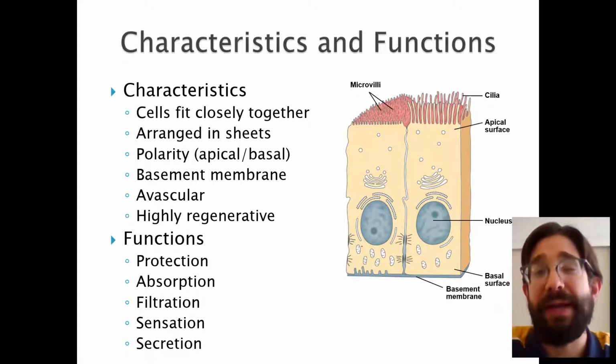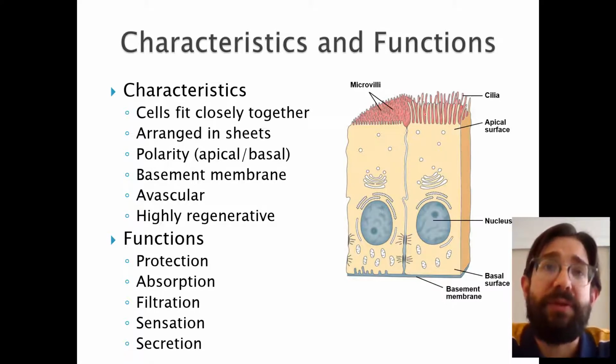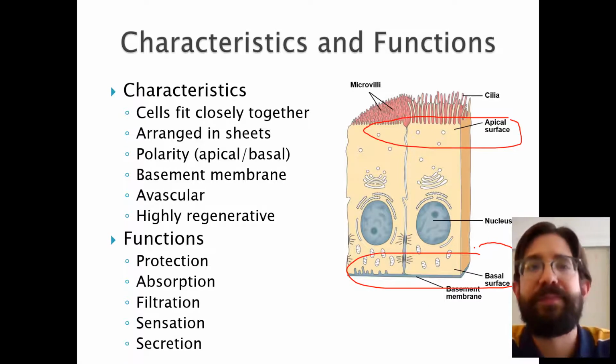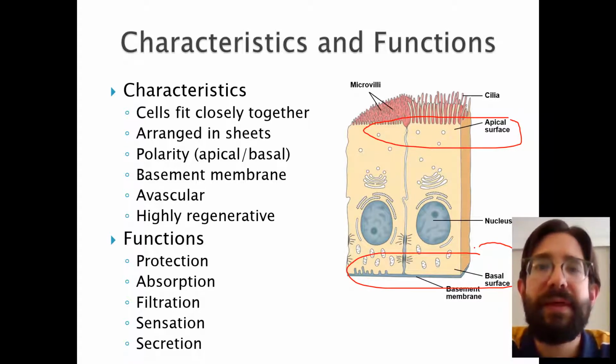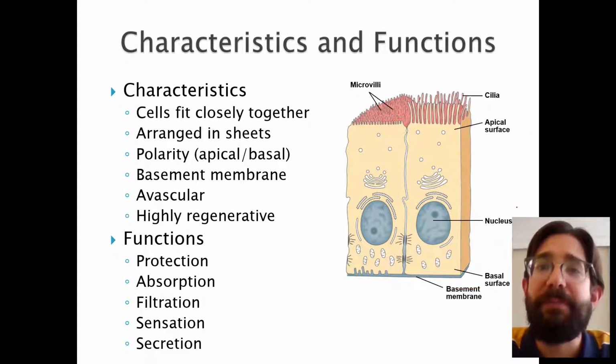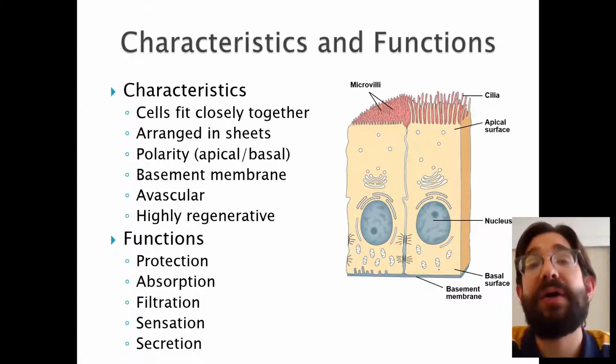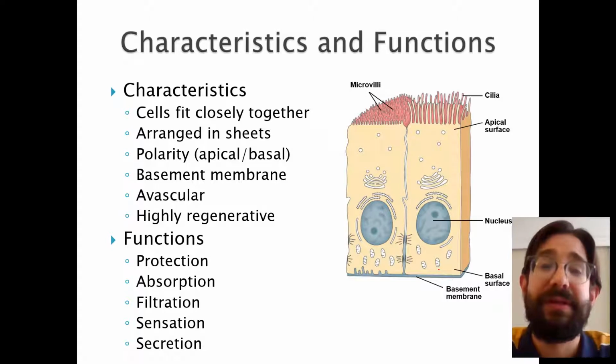This tissue has polarity, meaning that there's a top and a bottom to the tissue. Or better would be an apical surface and a basal surface. Red blood cells don't really have a top or bottom. In epithelial tissue, you also will see a basement membrane, a structure that the epithelial cells will attach themselves to. And epithelial cells are avascular.